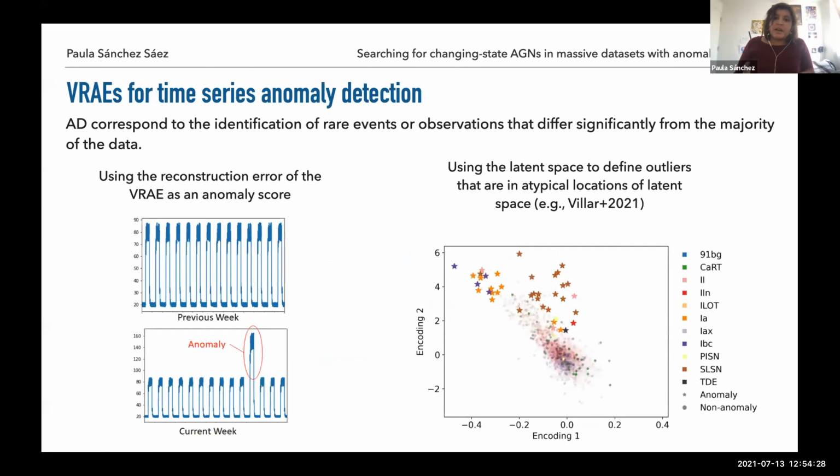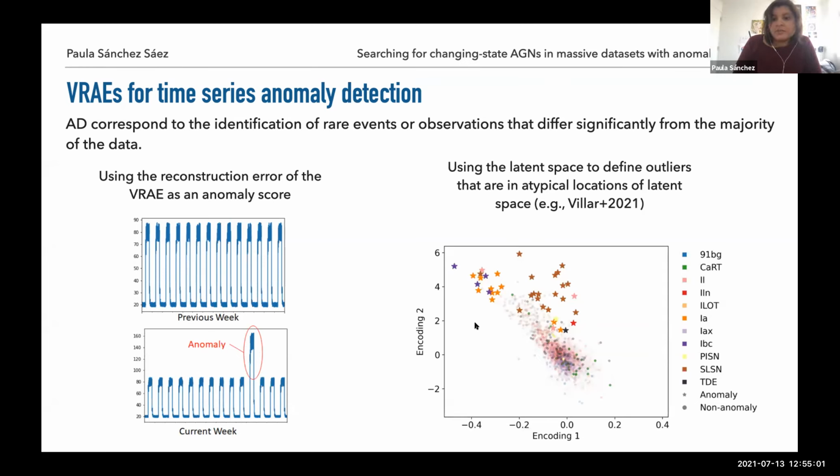So then, since we have this variational autoencoder, we can do two types of anomaly detection. So one, for instance, is to do contextual anomaly detection, where we compute the reconstruction error of the prediction, and then we can use this as an anomaly score. So for instance, here we have this time series, where in this case, the reconstruction will fail. So it will have a high reconstruction error, and the source will be classified as anomalous.